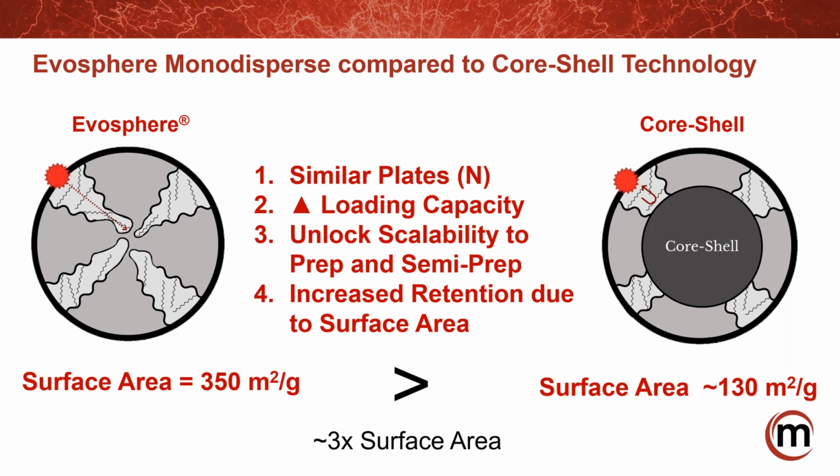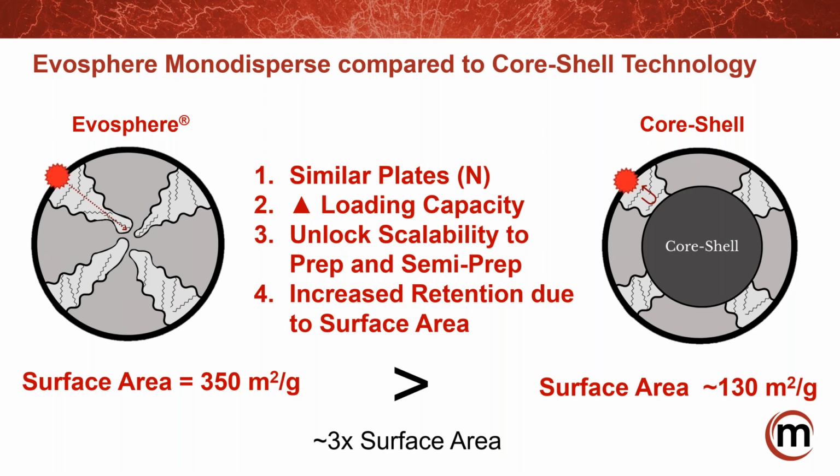But it has its drawbacks because a core shell particle can't mimic the loading capacity of a fully porous particle. And what they don't tell you about core shell, or what I'm telling you, is that core shell particles are also monodisperse. And the optimized packed bed that they pack is very similar to the Evosphere that we're packing here. So the benefit really is you are increasing the loading capacity while mimicking core shell benefits.